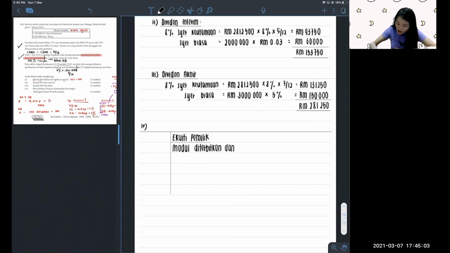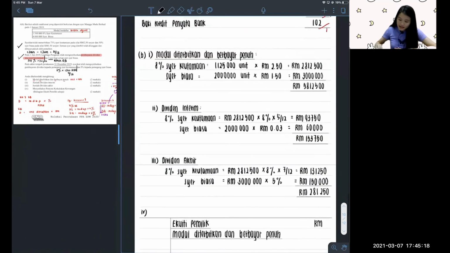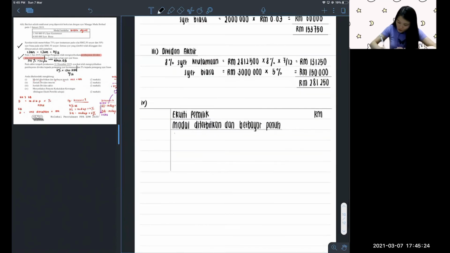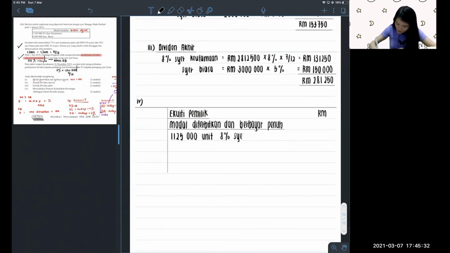So all these copy from where? Your first point law, do you remember? That is where you calculate your modal diterbitkan dan berbayar penuh. But the format to write is to make sure you put the unit first before you put in the name. So it's gonna be like this. 1,125,000 unit, 8% share keutamaan.